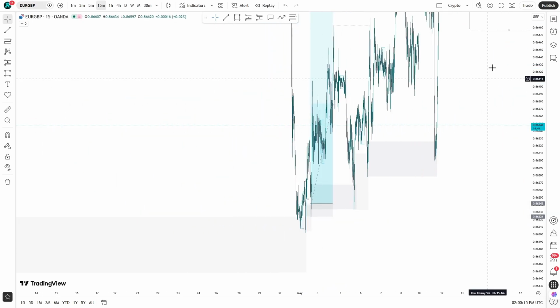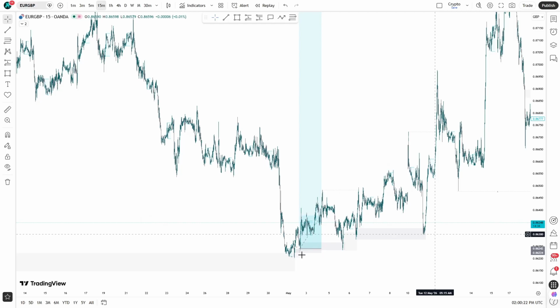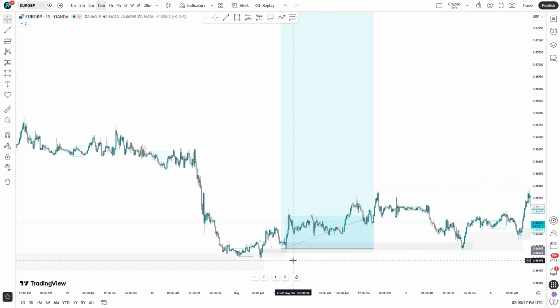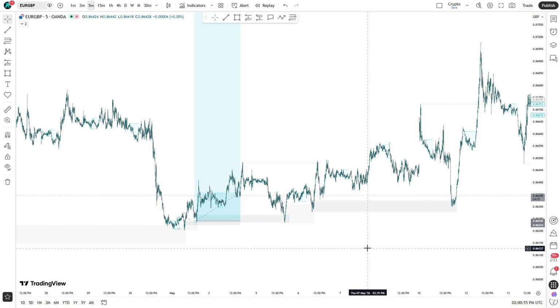So market rallied up from here up to this point. Let's go down to the 5 minutes to show you the entry. Particular candle where we marked out where we refined it from. Now this is the 5 minutes time frame. Let's zoom in to see what actually happened there.